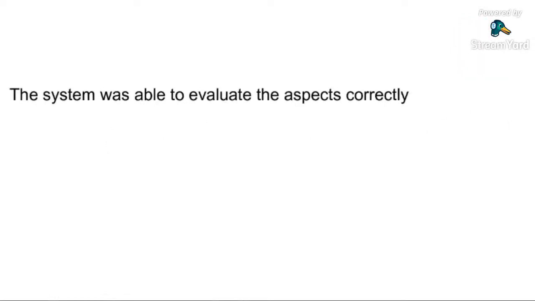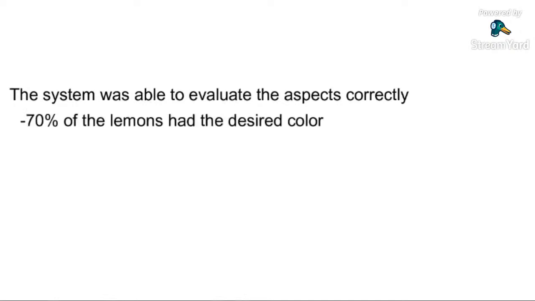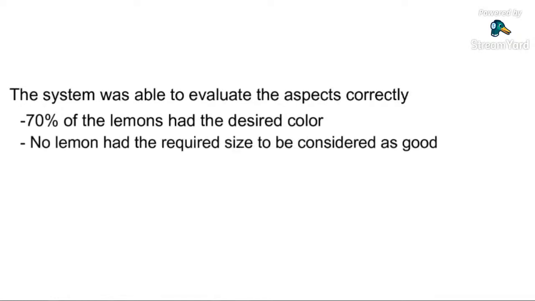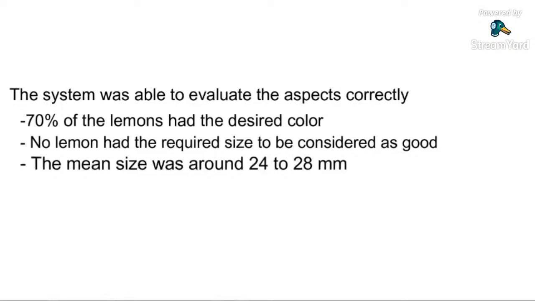Conclusions. The computer system developed was able to evaluate the three major aspects of the lemon fruit. Of the whole lemons tested, 64% had the desired color for this kind of citrus. For the size, no lemon complied with the minimum size desired, that is 36 millimeters. But the mean size of these samples was between 24 and 28 millimeters.